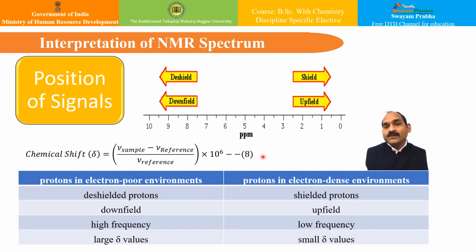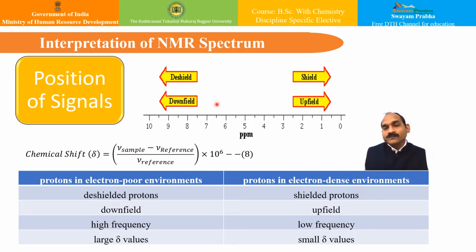Such a shielded proton resonates at higher field strength, which we call upfield. You can see here, it is called upfield. It will shift, isn't it? And secondly, if the induced field coincides with the applied field, the effective magnetic field increases and the proton is called a de-shielded proton, and this effect is called the de-shielding effect. Such a de-shielded proton resonates at a little lower field strength, which we call downfield, in this direction.